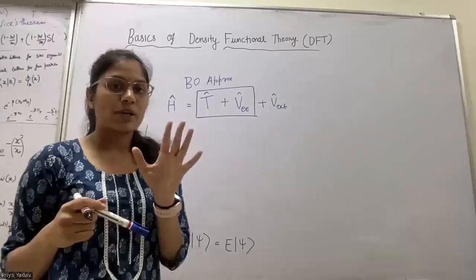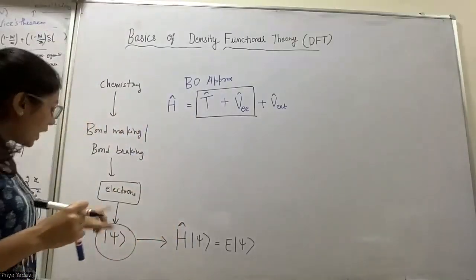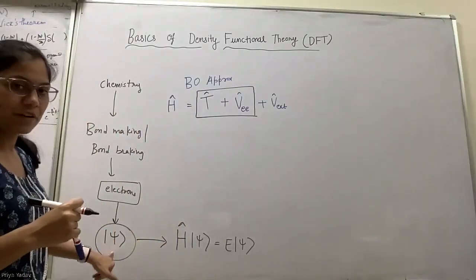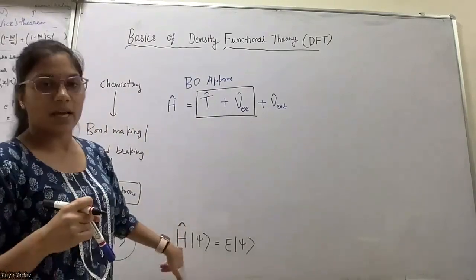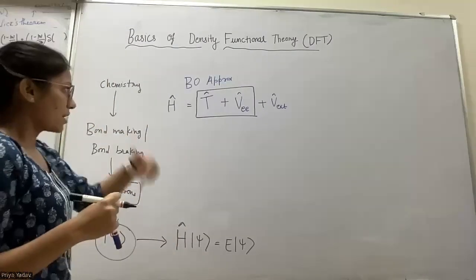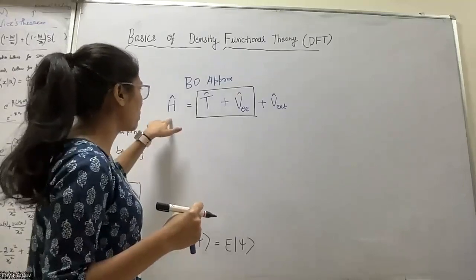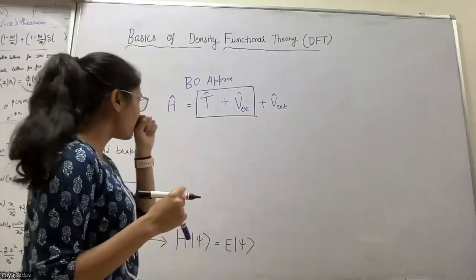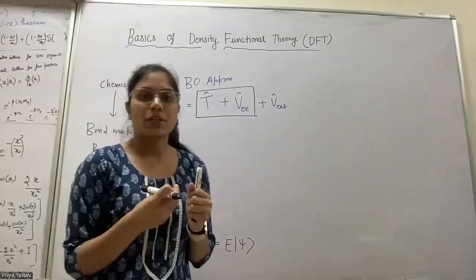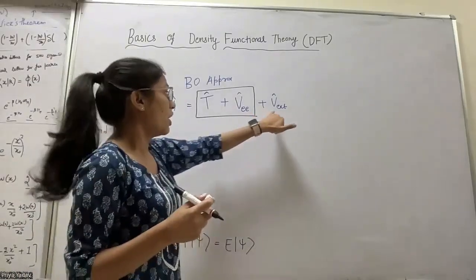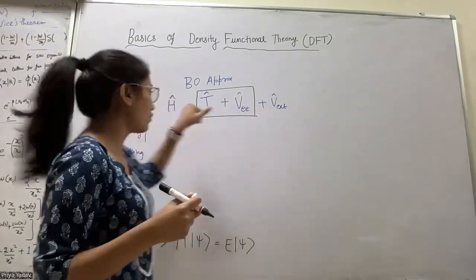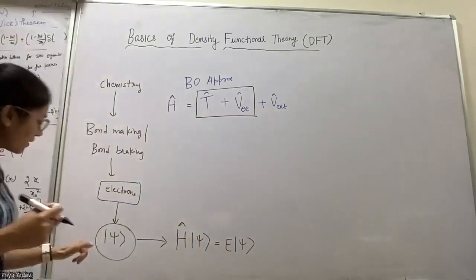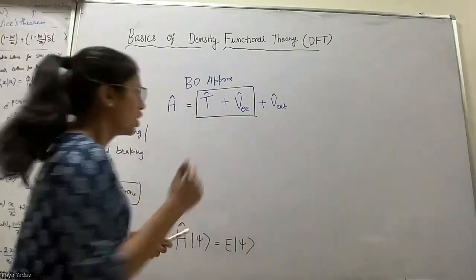I'm trying to build a connection here. I want to get a wave function. To get a wave function, I need to write a Hamiltonian. As we see here, for a given number of electrons, my Hamiltonian is dependent on V external. That means if I change the position of my nucleus, V external will change. Therefore, the Hamiltonian will change, and I will get a different wave function.